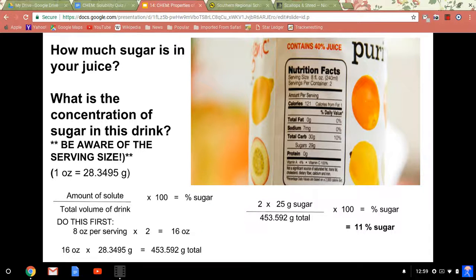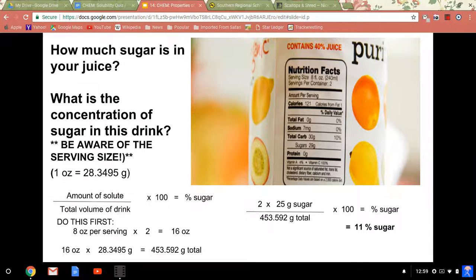The other thing we have to be aware of on these nutrition facts is that different units are used. So our size of drink is given to us in ounces, but our sugar amount, what we're interested in figuring out, is given to us in grams. So we're going to have to do some conversions. The basic formula to figure out concentration is the amount of solute divided by the total volume of the drink times 100 gives us our percent of whatever we're looking for. But we need to make sure our units match. So the first thing we're going to do is figure out how many grams total are in this drink.